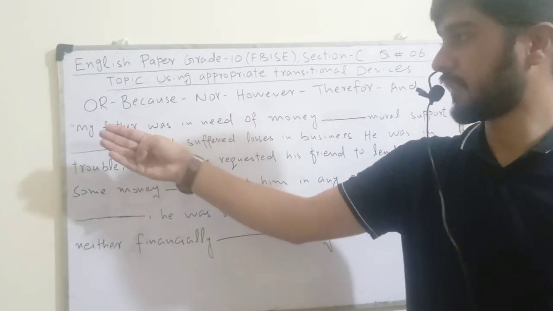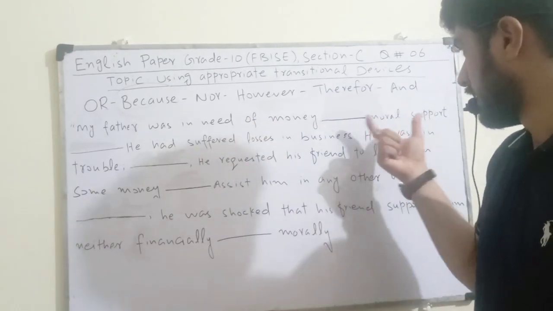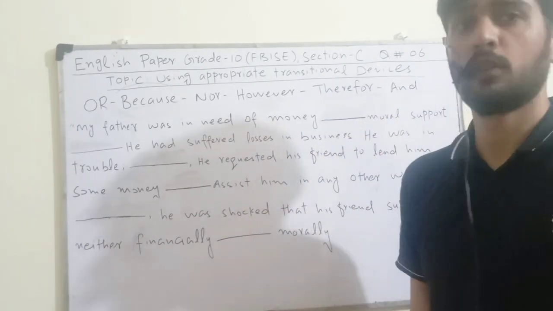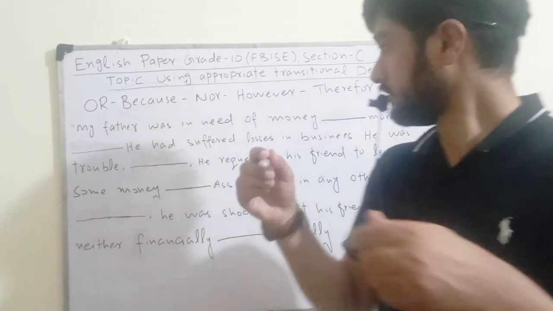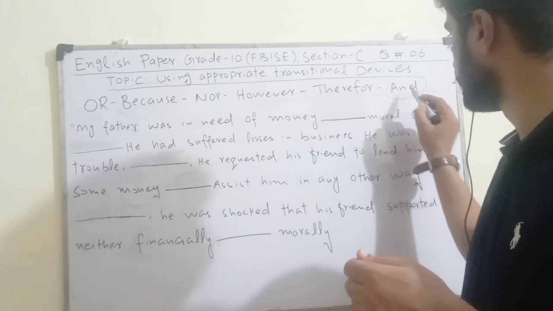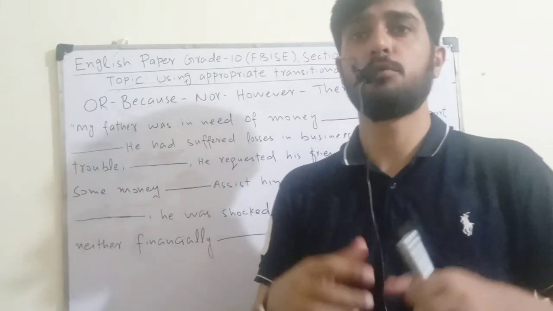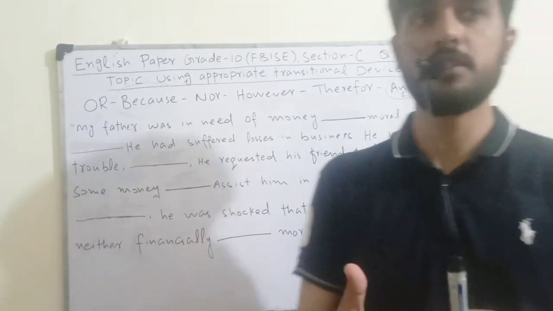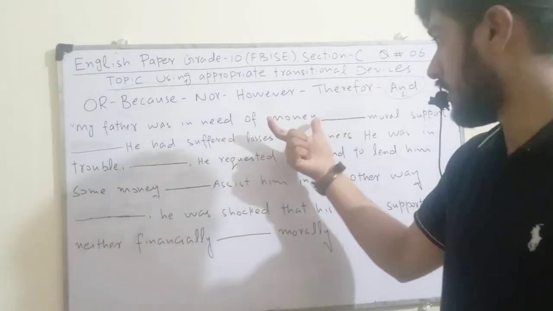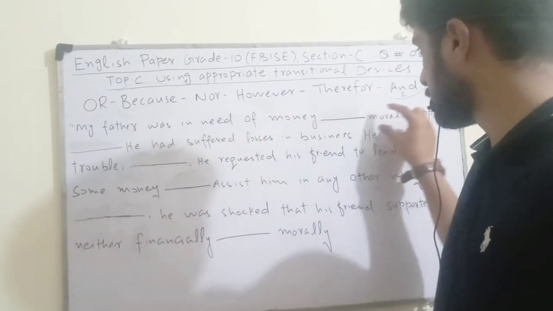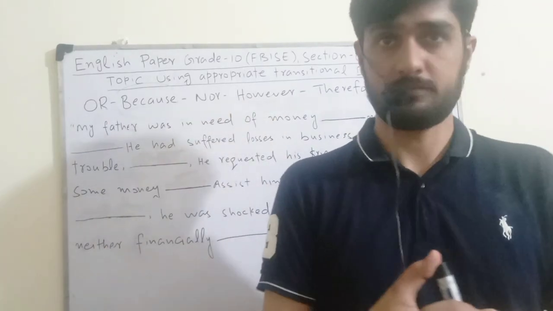The topic starts from "my father was in need of money dash moral support." So the transitional device number 1 will be "and." Why do we use "and"? What is the use of "and" as a transitional device? "And" is used for addition of two ideas. Here is the addition of two ideas, because he was in need of money and moral support. Moral support is added with money, so that's why we used the transitional device "and."